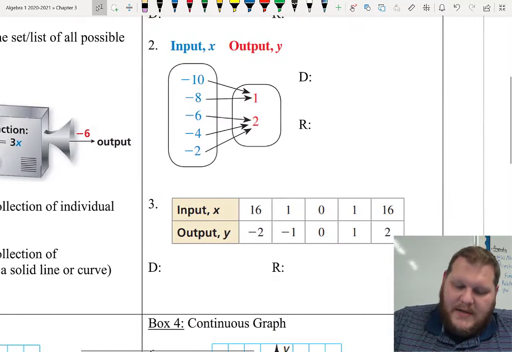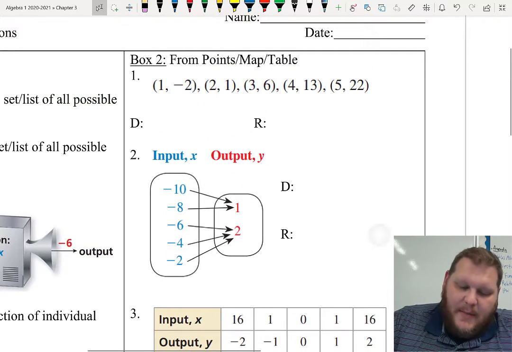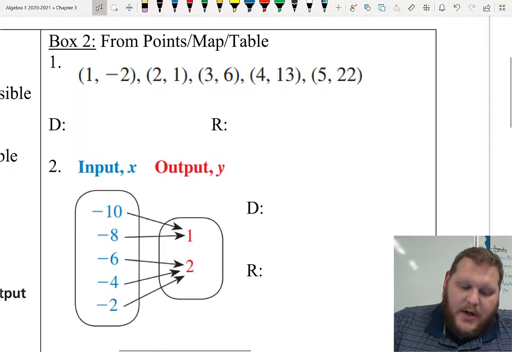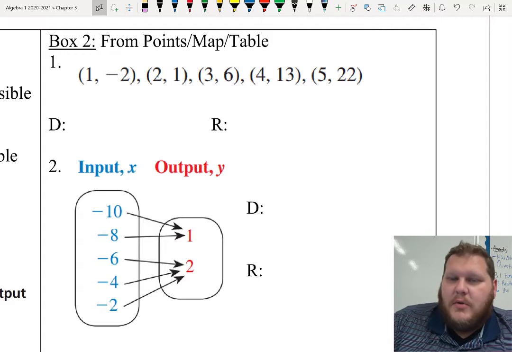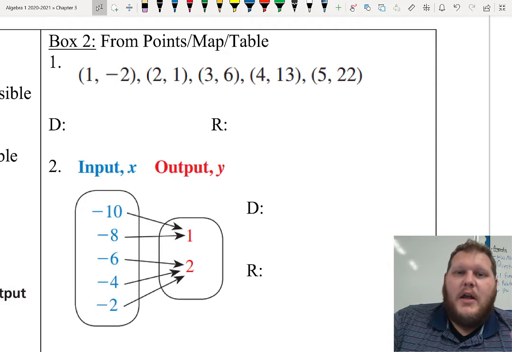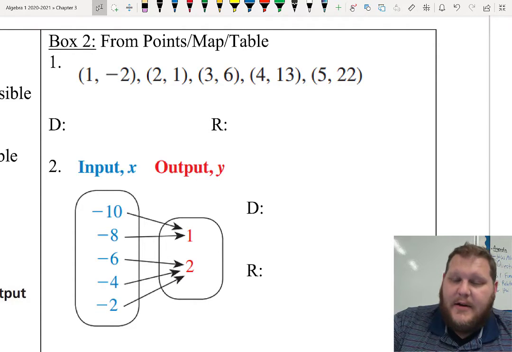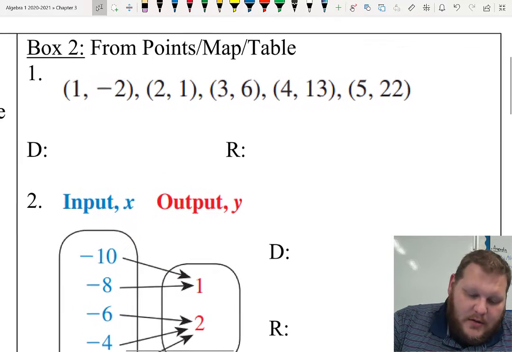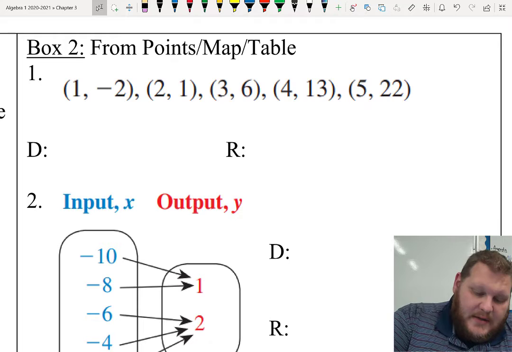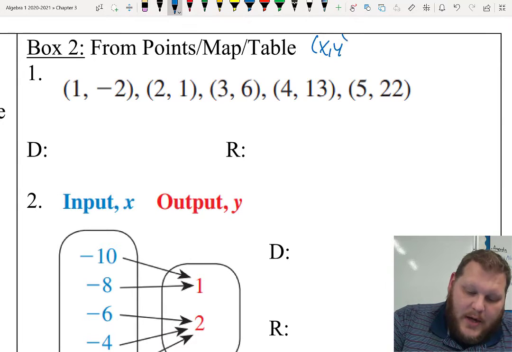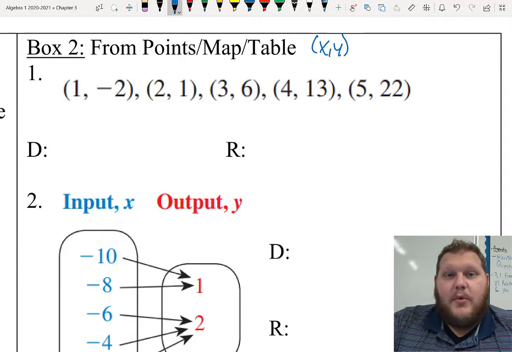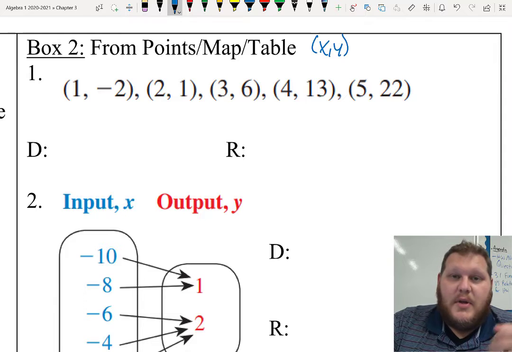So heading over here to box 2. Box 2 is just all about writing your domain and range from what I call our discrete representations. So just a set of points, from a table, and from a mapping. So when we're going through and listing out our domain and range, if it's just a set of coordinates, remember that all of our coordinates are always x, comma, y. So that means the first number in all of these coordinates are going to be x values, so they're going to be part of my domain.